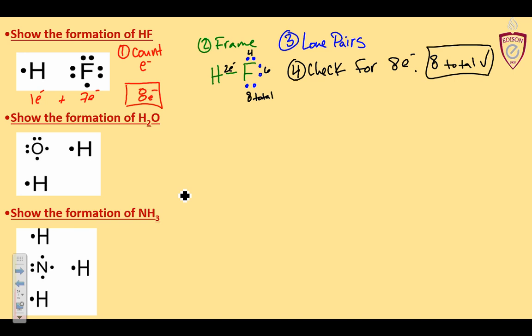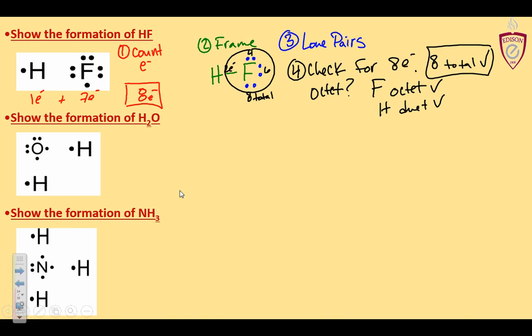An octet is 8 electrons. Hydrogen has 2 electrons, so it's happy. And fluorine has 2, 4, 6, 8 electrons, so it's also happy. Fluorine has an octet, and hydrogen has a duet, if you want to call it that. So we're good to go. Now, the circles around the fluorine aren't part of the model. They're showing you where the 8 total electrons are packed in around fluorine's octet, directly around it.